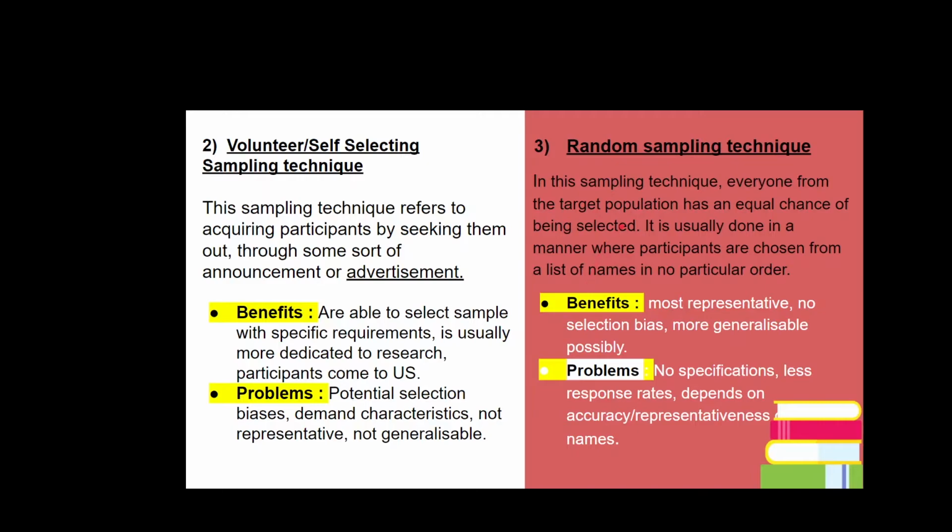The benefit of doing this is that it's likely to be more representative because you have no control over the specifications. So you cannot discriminate on the basis of gender, race, age, or appearance. Second is that it's possibly more generalizable because it's supposed to be more representative, because again, everyone of every disposition or socioeconomic class, walk of life has an equal chance of being selected if they are part of your target population.